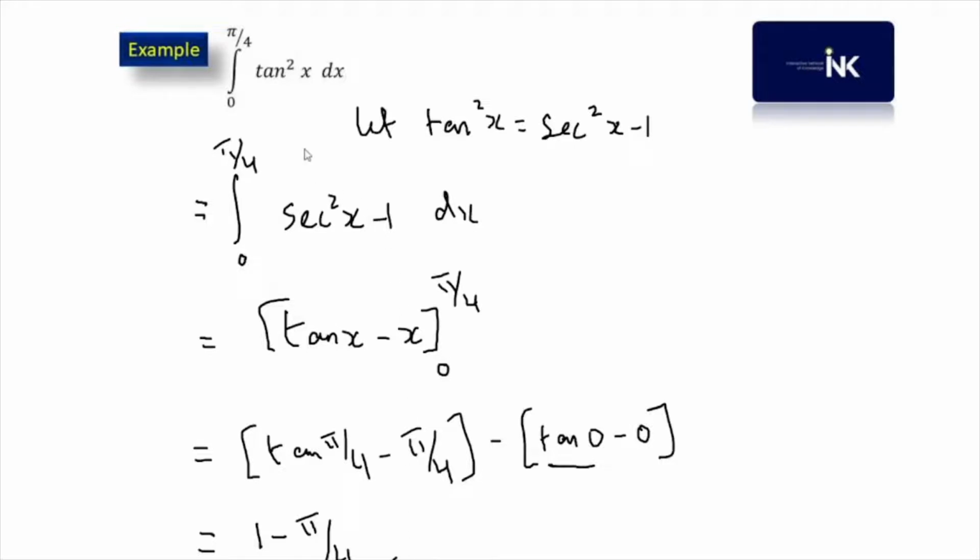So the value of this tan square x, I mean the area bounded by this function under the curve from 0 to pi by 4, is 1 minus pi by 4. So this is how the definite integral works. Suppose we are using the substitution method that we used in our indefinite integrals, let us see another example.